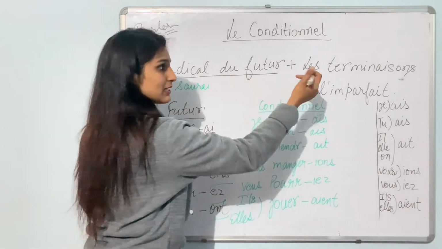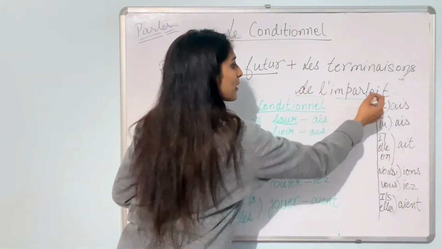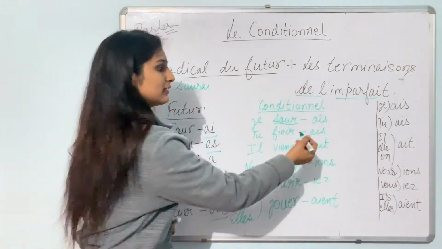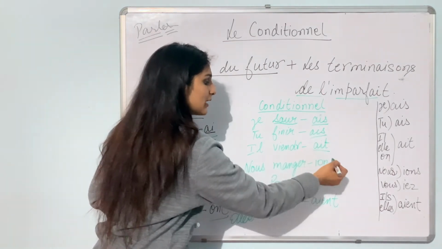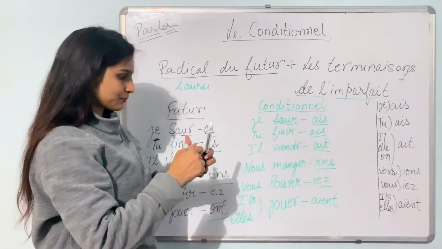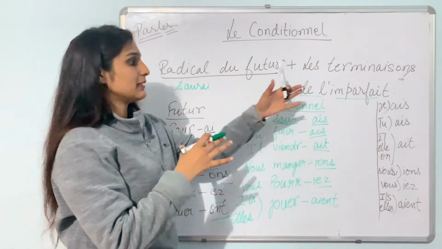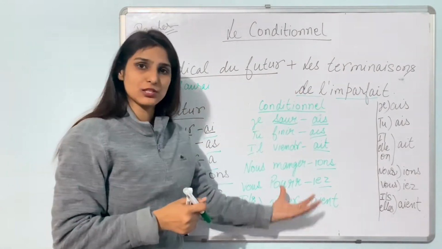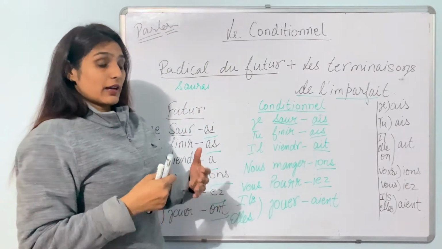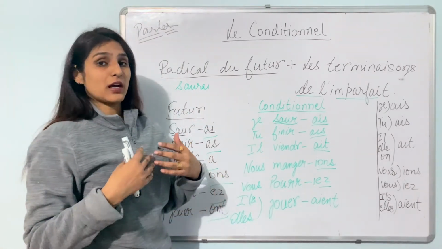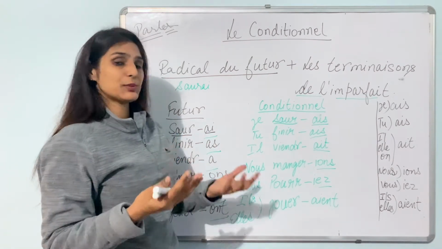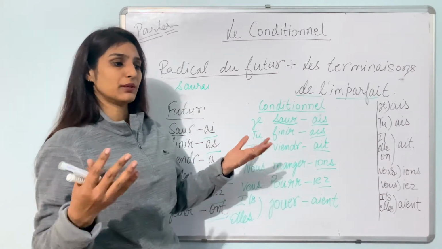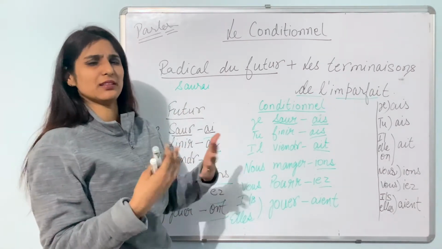Now the second part says les terminaisons de l'imparfait. Now I need the terminaison. These are the terminaisons of the imparfait tense. Remember, the radical of future and the terminaison of imparfait, when joined together, make up your conditional tense. Like I could go over there. What if I would be a rich person tomorrow? What if I would buy a Lamborghini or Bugatti, anything, whatever you feel like is your imaginary thing.